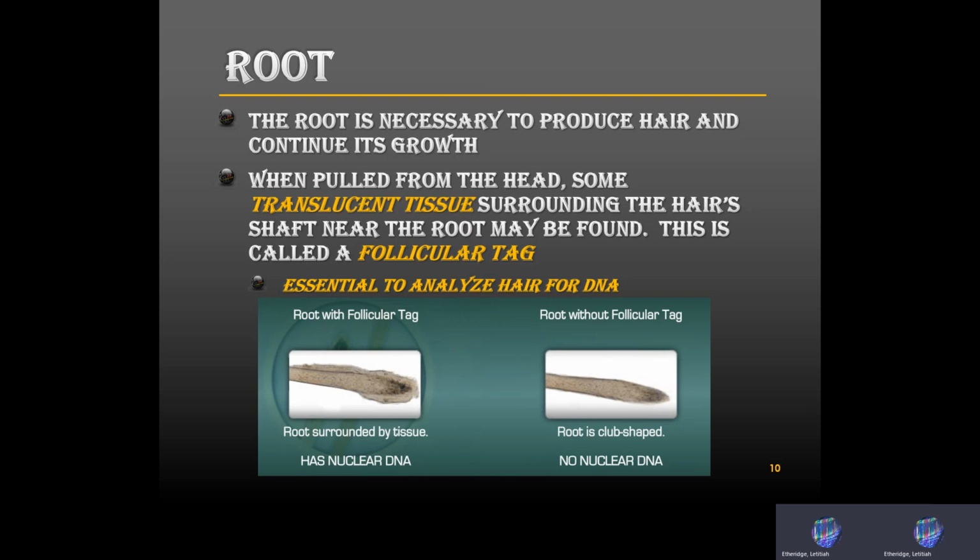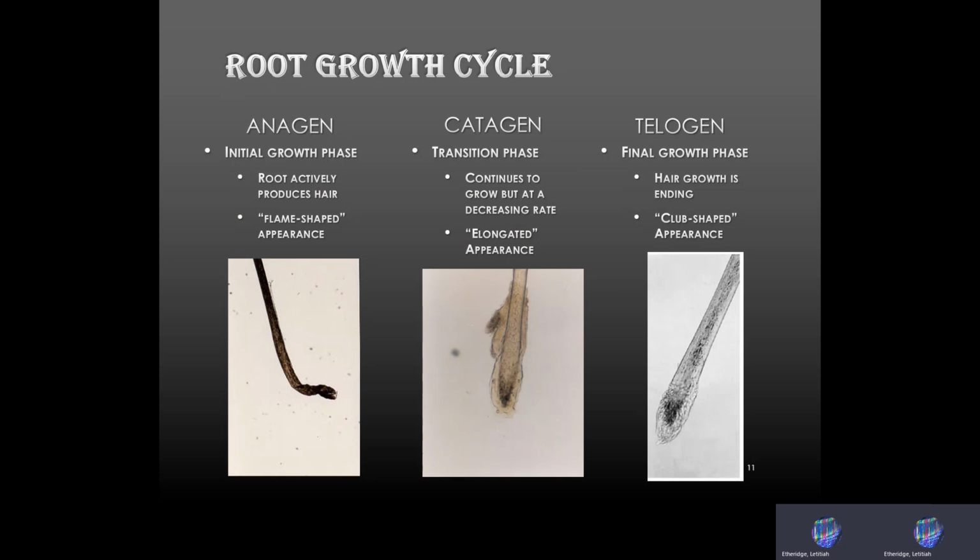In terms of the root growth cycle, there are 3 different cycles. One of them is going to be anagen. So this is the initial growth phase. This is where the root is actively producing hair. And the way you can tell is going to be the appearance of the actual root. So for an anagen root, it looks like it has kind of a flame appearance.